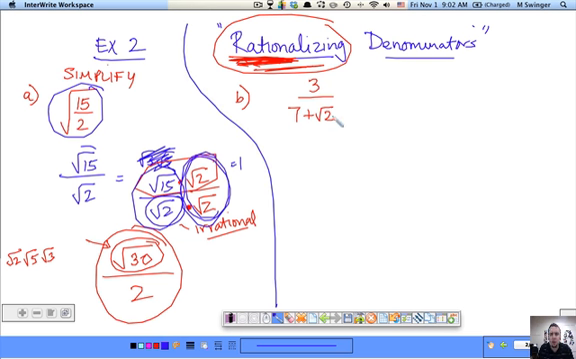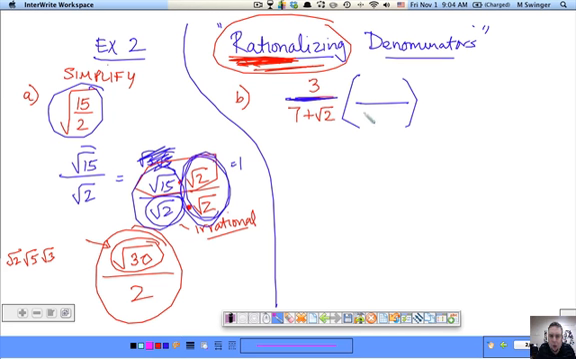But here's the tricky one that people don't get. 3 over 7 plus root 2. Well, I want to get rid of this root 2. I can't have a root in the denominator. So some people say, oh, just multiply by root 2. But think about that. If you multiplied by root 2 here, I would take root 2 times this, but I would also have to take root 2 times this thing, which would mean the root is still there. Okay? So here's what you have to do.